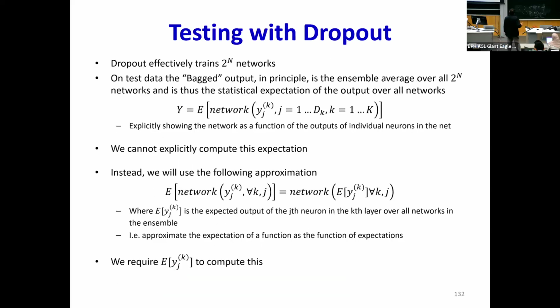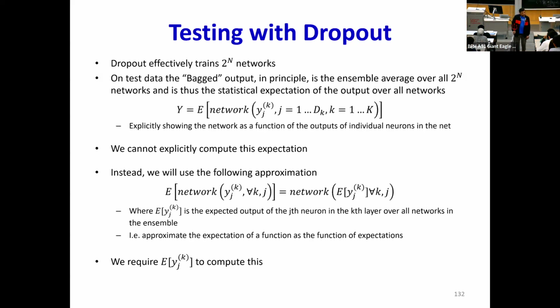But one final thing, when I'm testing with dropout, here's what we wanted to do. We wanted to take a collection of networks and we wanted to get the average output across the networks. So we want to take the expected output over the entire network, which means you'd have to pass the input through every network in the collection, which is going to be infeasible. So we use a crappy approximation. We say the expectation of the network, where the network itself is a function of neurons, can be written as the network of the expectations of the neurons.